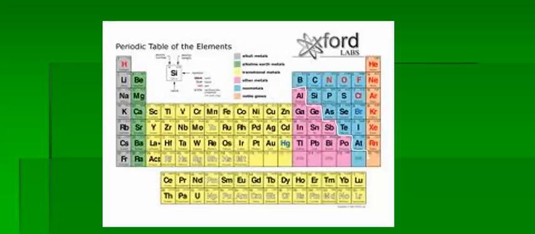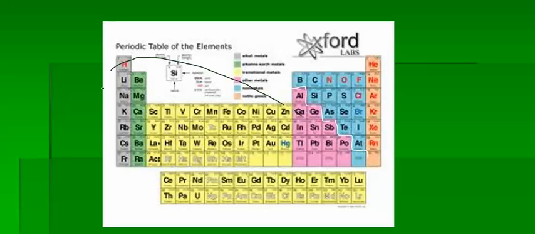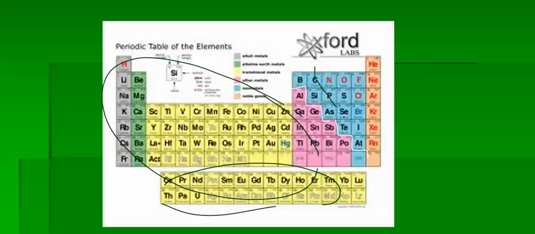It starts between boron and aluminum. Anything to the left of the stair step is a metal. So these are all metals over here, plus the ones down here. These are metals as well. About 80% of the periodic table are metals. To the right of the stair step are your nonmetals. So here's your nonmetals over here.